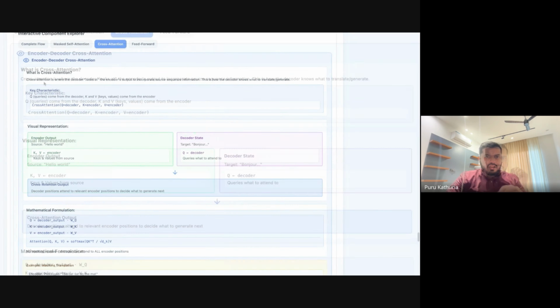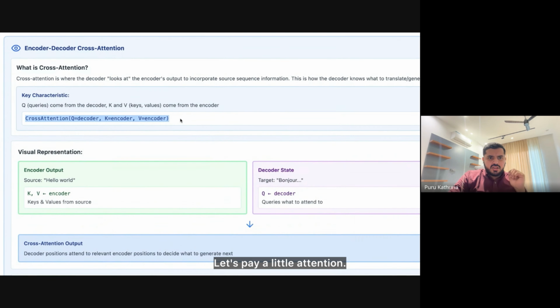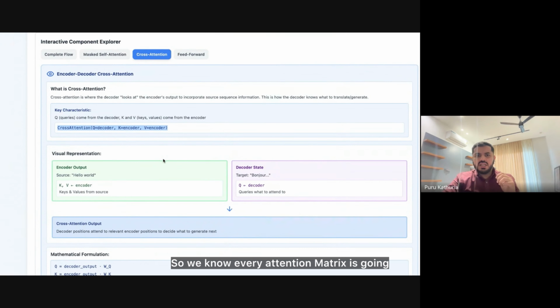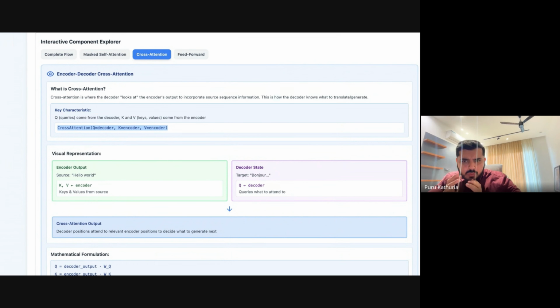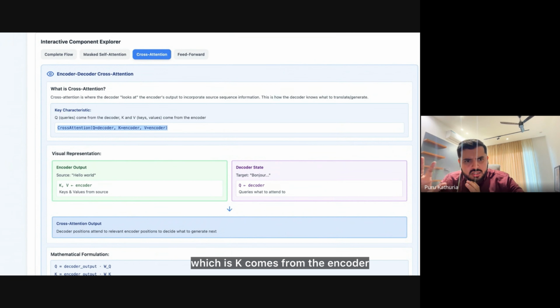As we can see here, let's pay a little attention. We know every attention matrix is going to have its own key, query, and value, right? So the query comes from the decoder. The key, which is K, comes from the encoder. And the value is also coming from the encoder. So the decoder is currently trying to generate the next word in the target language. Let's say the target language for this paper is French, right?